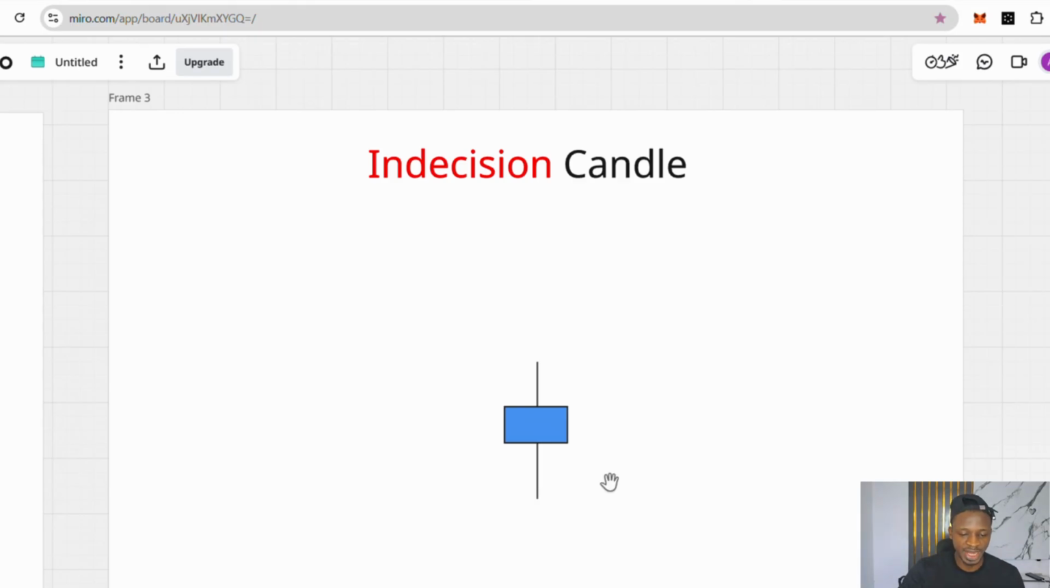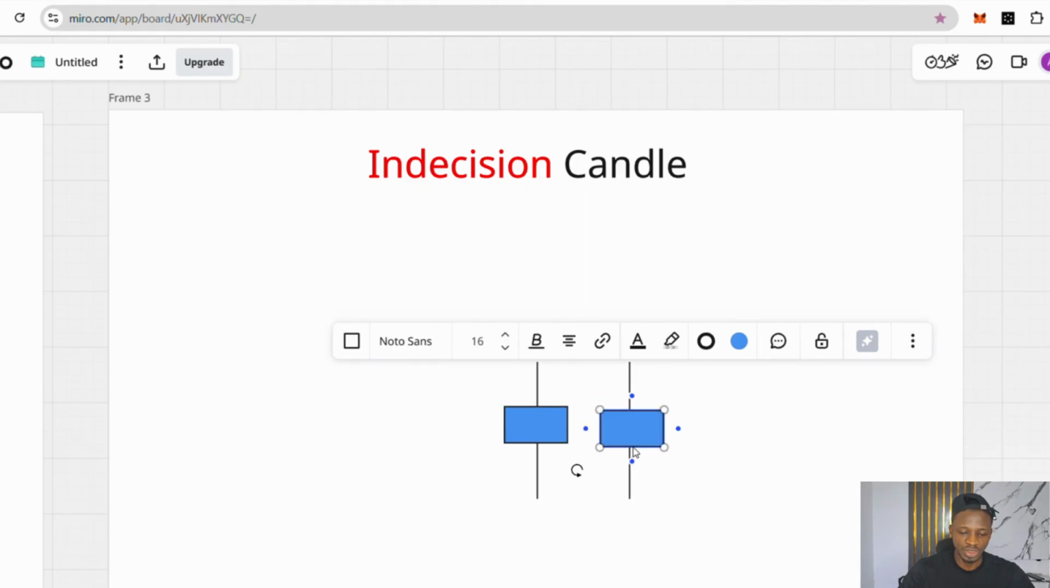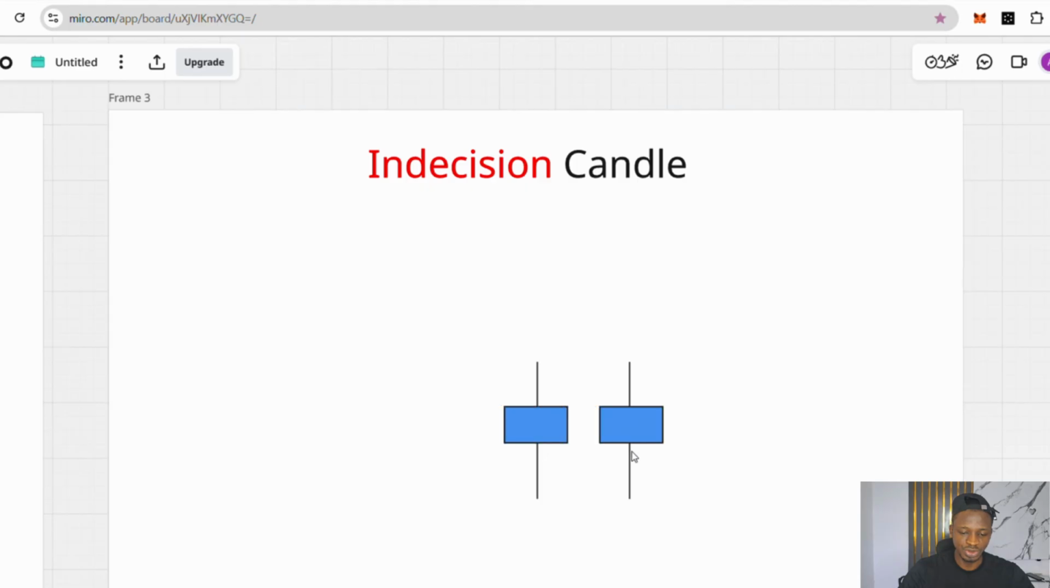You understand? Sometimes, let me show you, sometimes there will be no body at all. Some people refer to this type of candlestick as a dodgy candle. You understand? Some people call it dodgy. So let me show you.